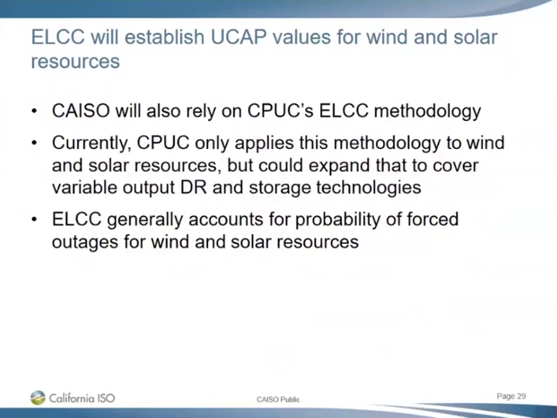And then obviously I want to note as well that this ELCC approach could be expanded to cover other types of resource technologies like storage or variable output DR, and perhaps the CAISO might need to apply a similar treatment for those resources as well. So again, the idea is to establish a UCAP value for all resources. And so for these ones, we're going to just set the UCAP equal to their ELCC counting value, because we believe that the current methodology does incorporate forced outage averages for those wind and solar fleets.